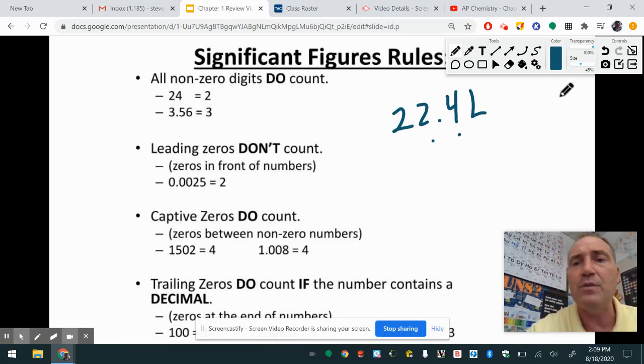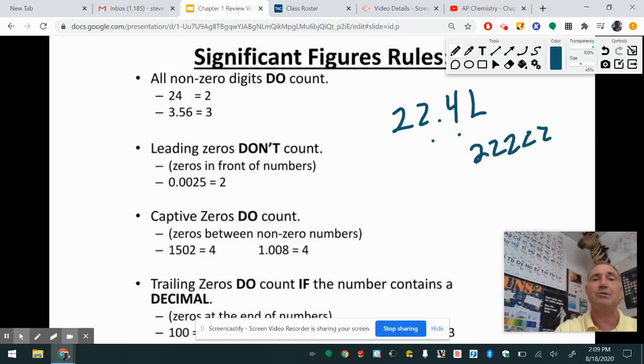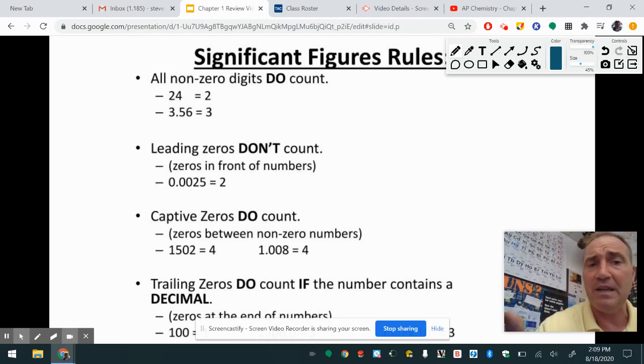Whereas if I have 22, that's 2 sig figs. If I have 2, 2, 2, 2, 2, they're all significant. Anything that's not zero is significant. It's important. So if you were to count how many sig figs, which you normally do, you just count how many things aren't zero. So the question is when is zero significant?